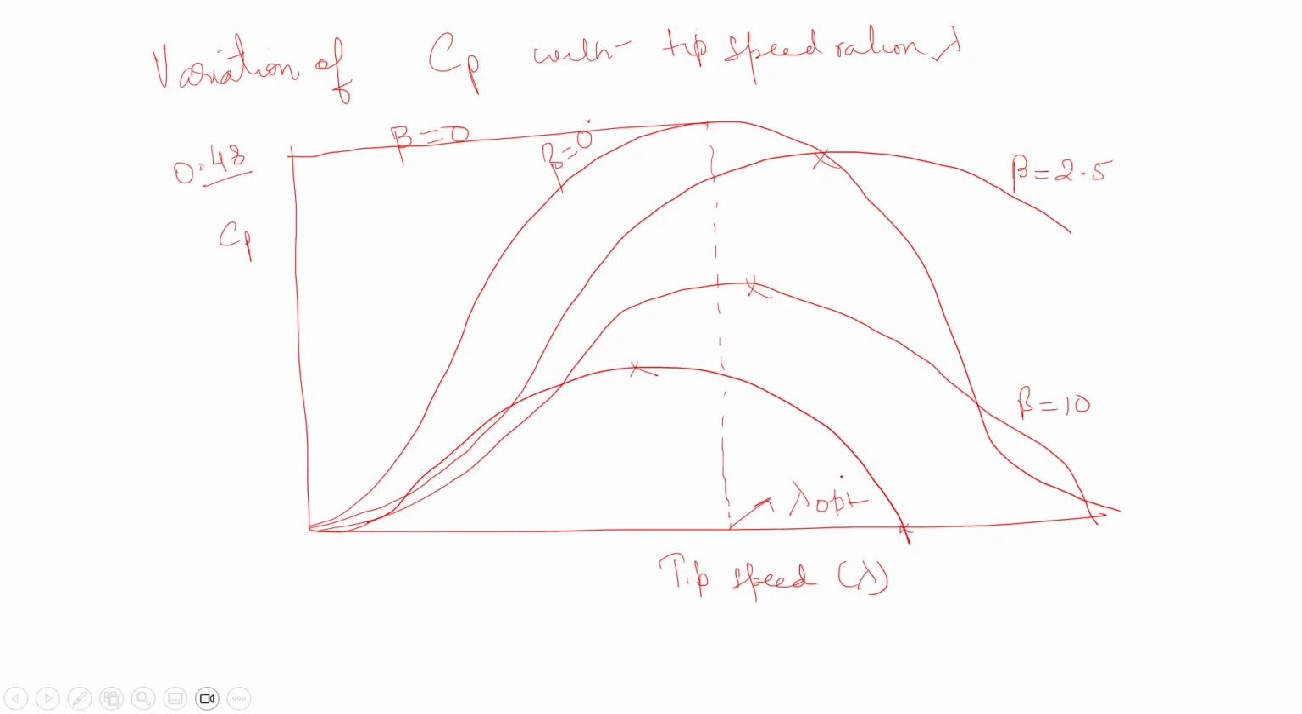What is that point called? The lambda optimal. This point is known as the optimal value of lambda, and generally comes out to be 8.1. Okay. This is how the variation of the power coefficient versus the tip speed ratio is done. Okay. Now, I hope this is clear to you.